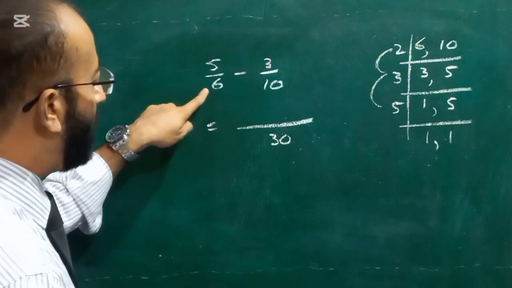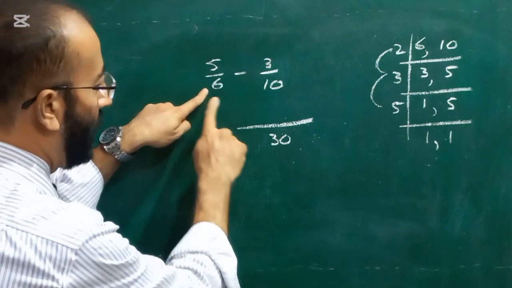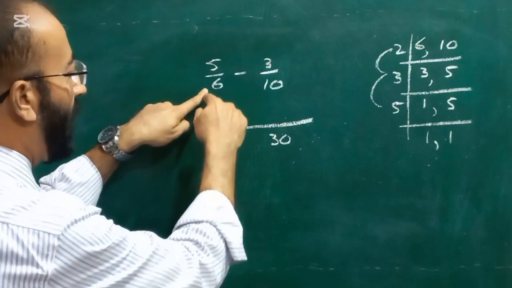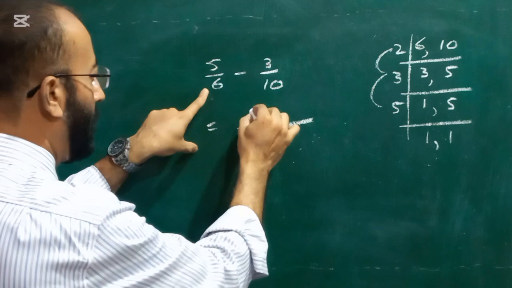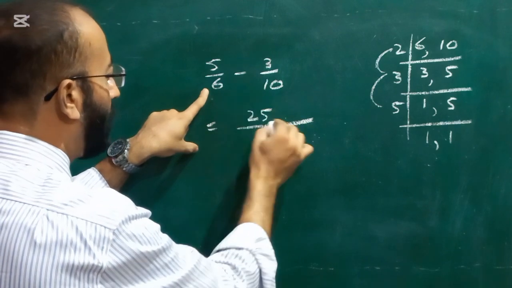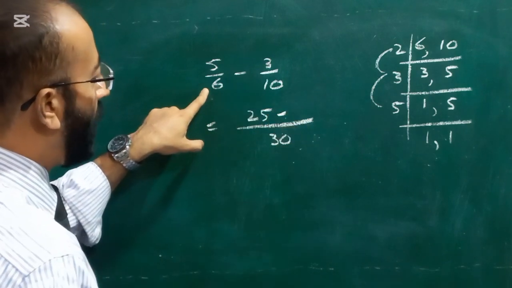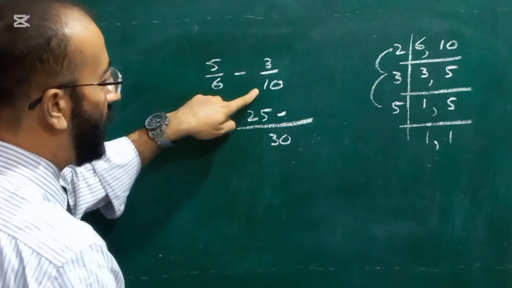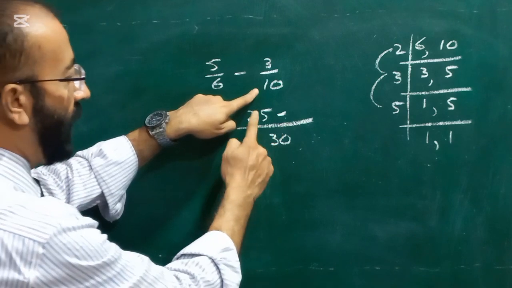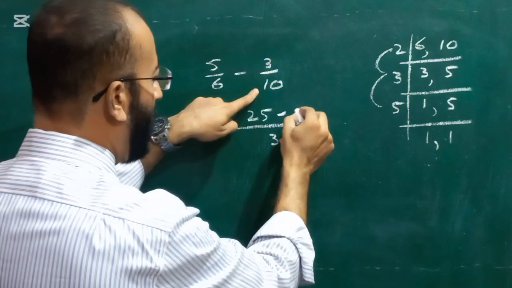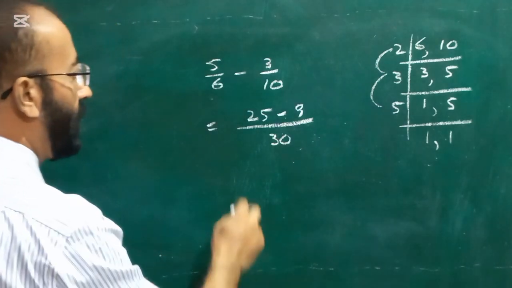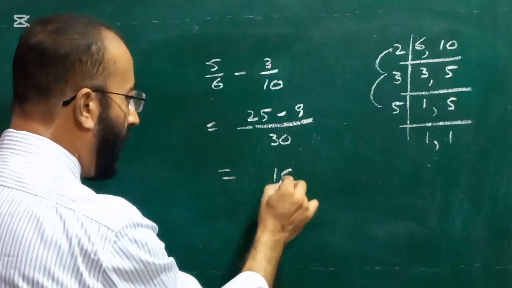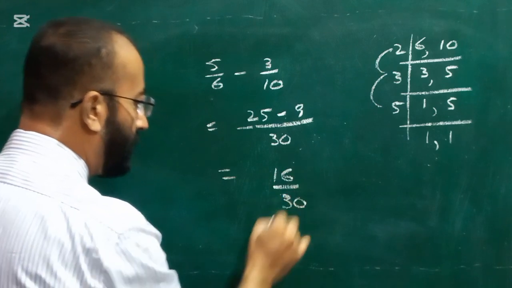Now we will read the table of the denominator of the first fraction up to the number where 30 will come. So 6 5s are 30, and that 5 will be multiplied with the numerator of the same fraction. So 5 5s are 25. Now this minus sign will remain as it is. Now we will read the table of the denominator of the second fraction up to the number where this 30 will come. So 10 3s are 30, and that 3 will be multiplied with the numerator of the same fraction. So 3 3s are 9. So now 25 minus 9 will be equal to 16, and this 30 will remain as it is.